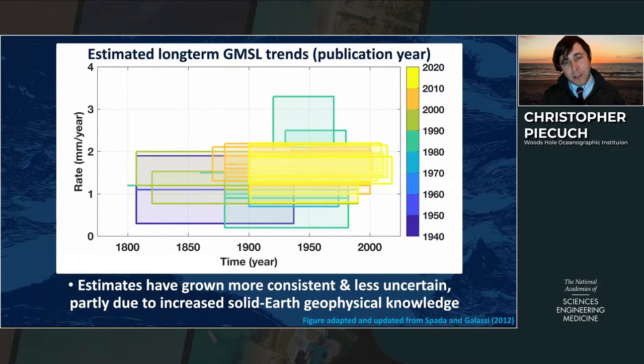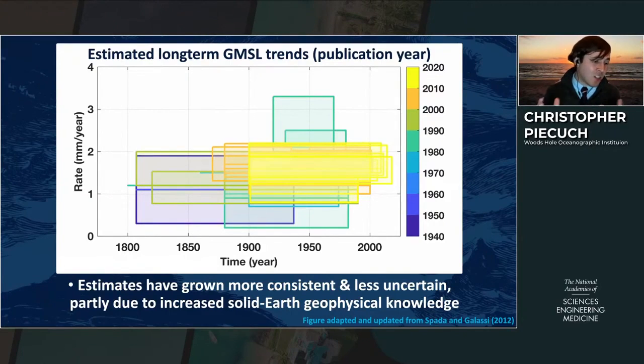So here I'm trying to, on one plot, summarize all the past literature on post-industrial or industrial era global mean sea level trends. Let me explain this plot a little bit. Each box corresponds to a different study. The vertical thickness of the bars indicates the error bar of any given global mean sea level trend, where we have rate on the y-axis, and the x-axis is essentially the period over which that trend is computed. And finally, the color of the box indicates what year the estimate was published.